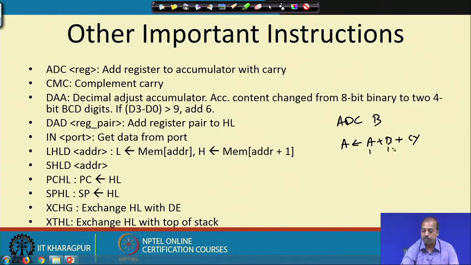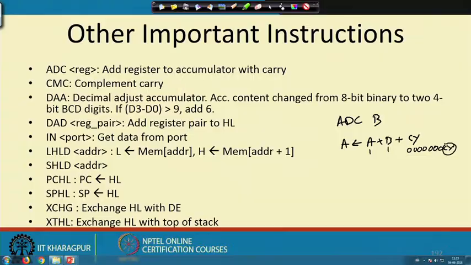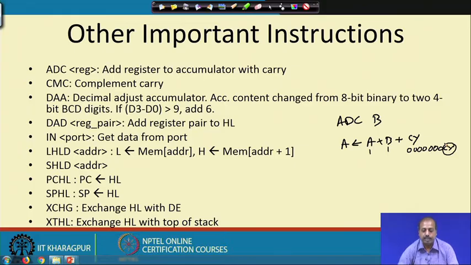So, A and B are 8 bit values, and this carry will be converted into an 8 bit value like this. Whatever be the carry, that will come at the least significant position, and that will form another 8 bits. So, those 3 values will be added. Then there is another important instruction which is CMC or complement carry. It just complements the carry. So, if the carry was 0, it becomes 1, if the carry was 1, it becomes 0.